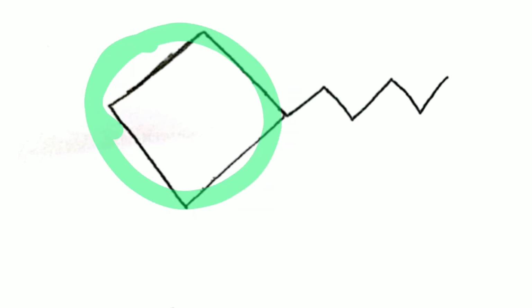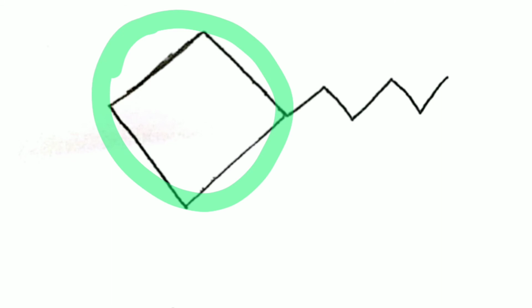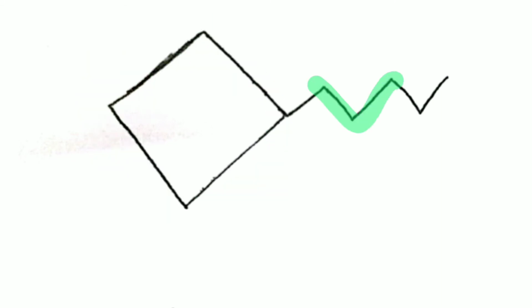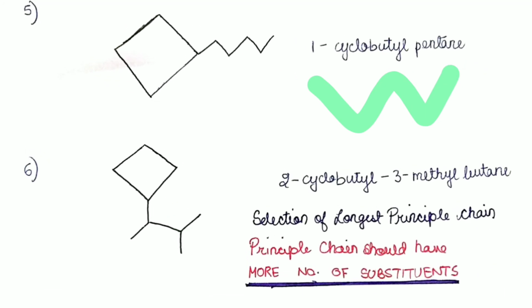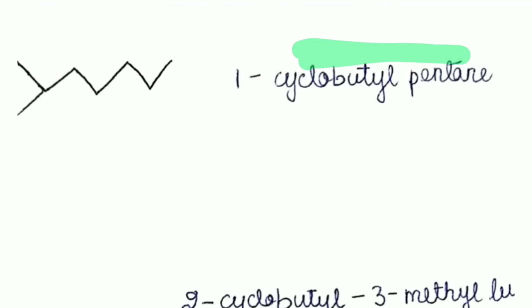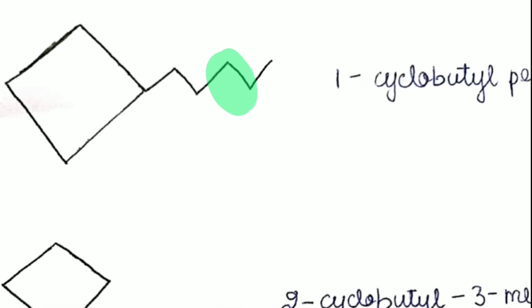cyclobutyl because now the cyclobutane part has become the substituent. So we'll replace the ANE by YL. The ANE of cyclobutane gets replaced by YL because now it's a substituent. So it will be called cyclobutyl pentane. That's what we'll call this, guys. And the locant 1 that is given to the cyclobutyl part of the substituent is important in this case, guys, because if it's a straight chain, then all the positions are not equivalent.